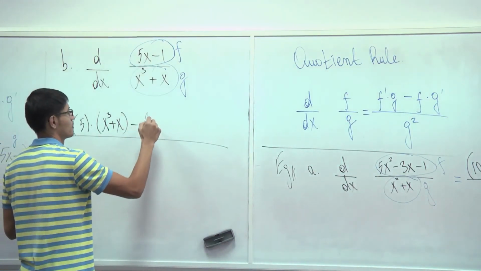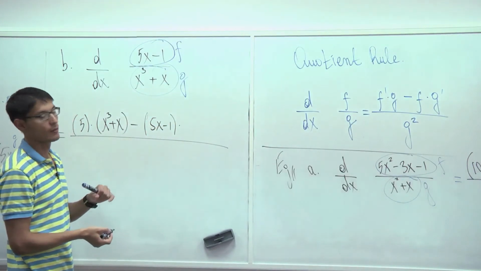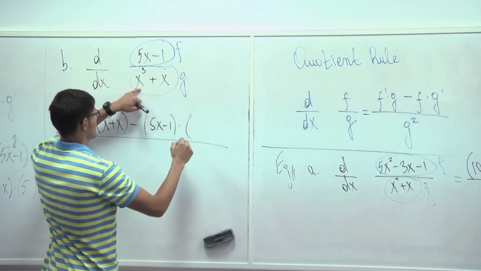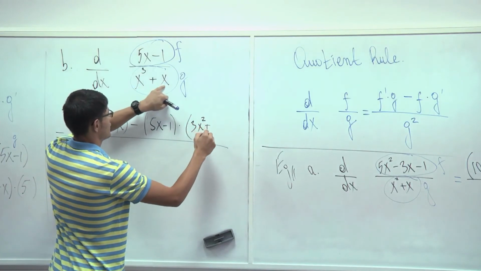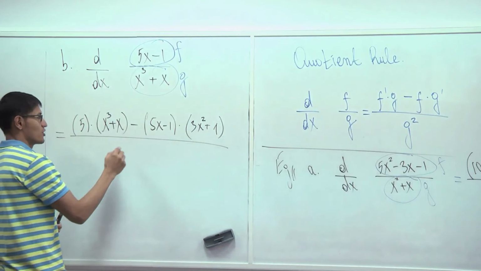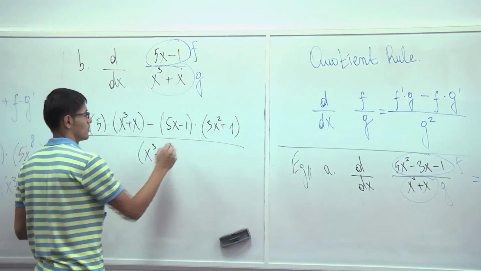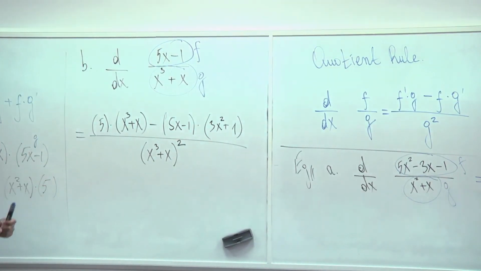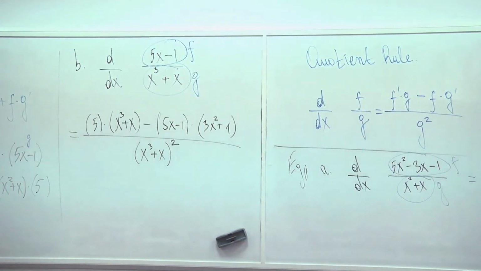So copy f, 5x minus 1 times g prime. Here's your g. G prime will be 3x squared plus 1, right? And you divide everything by g squared. So this is g. You divide by g squared. And then you simplify, and that would be the end of it.